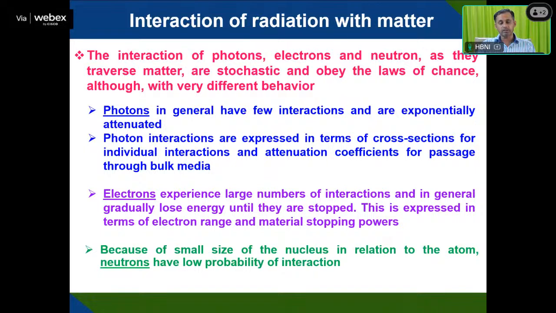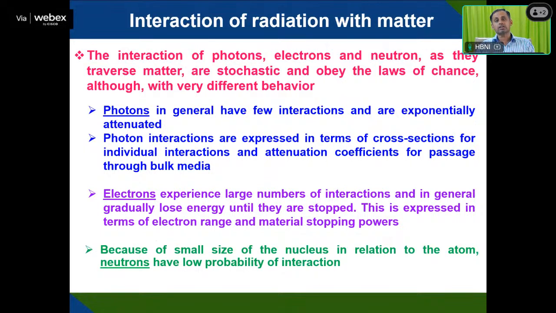Photon interactions are expressed mainly in terms of cross sections of individual interactions, that is, the cross-sectional area in the material where it interacts, and the attenuation coefficient of the material through which it passes. The electron experiences a large number of interactions. After each interaction, the electron loses energy slowly until it completely stops. So it depends upon the capability of the electron to move inside the material.